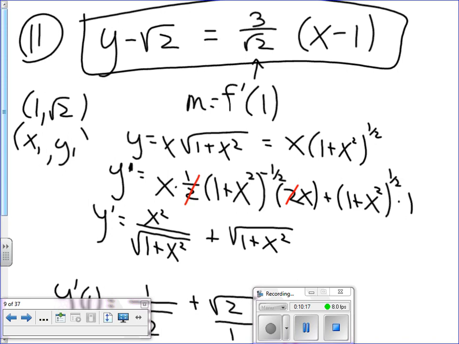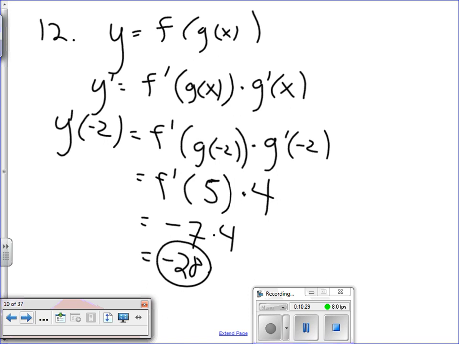Now, I know the one you really want to see is number 12. Number 12 was fun, actually, because they wanted to know the derivative at -2, right? First, find the derivative. So y equals f of g of x. How do you find the derivative of f of g of x? Yeah, you've got to use the chain rule.